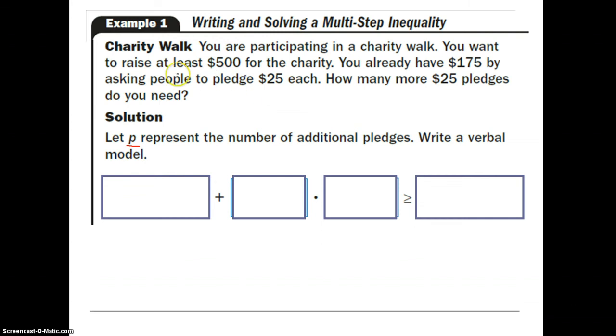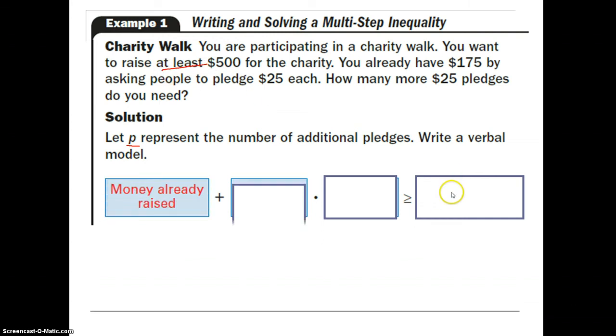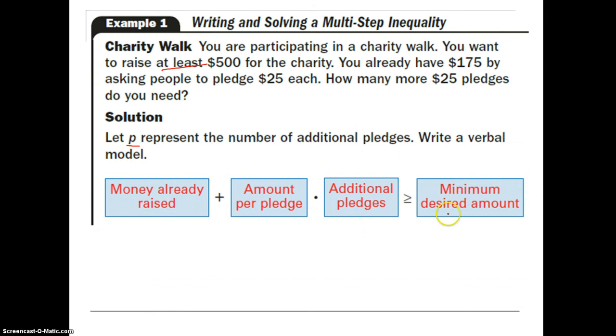Okay, so you want to raise at least $500. That means how much you want to raise. The minimum desired amount goes here, which is $500. Bring down the inequality. Okay, that means I can raise more than that because I want to be at least 500, which means I need more than 500. I can have 500, but I want at least.